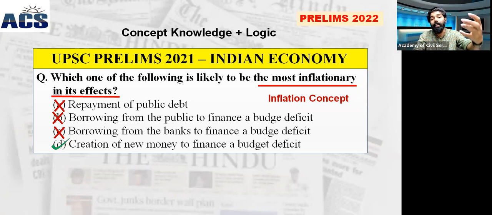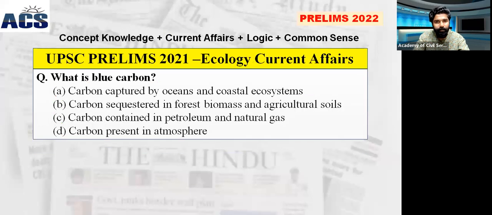So this is again a conceptual-based question in the prelims examination 2021. Especially in the case of economy, most of the questions ask about conceptual clarity of economy-related concepts like inflation, national income, the forex reserve, RBI monetary measures, etc. Then another related question I'm discussing is with regard to ecology and current affairs. This was asked in 2021 with regard to blue carbon.